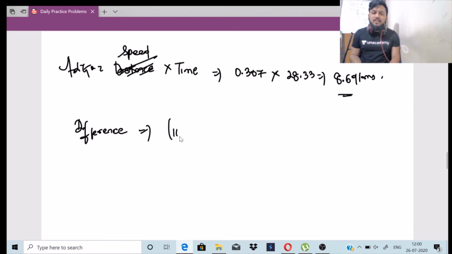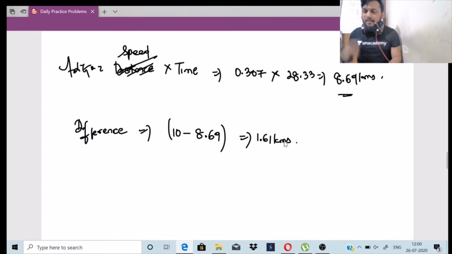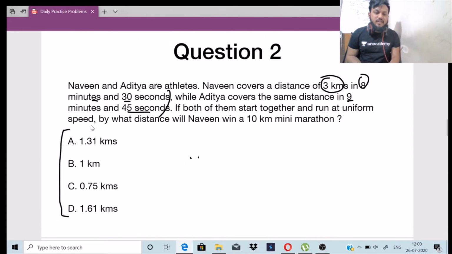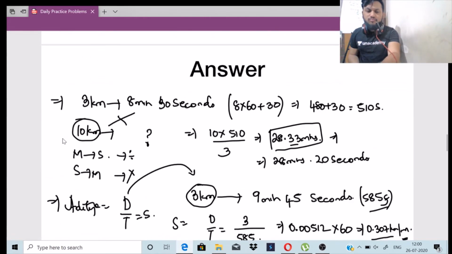Difference कैसा है? The whole distance minus the distance taken by Adi. So 10 minus 8.69, which is 1.61 kilometers. Go back to the question. It is option A, right? 1.31 kilometers. I've written as 1.31.